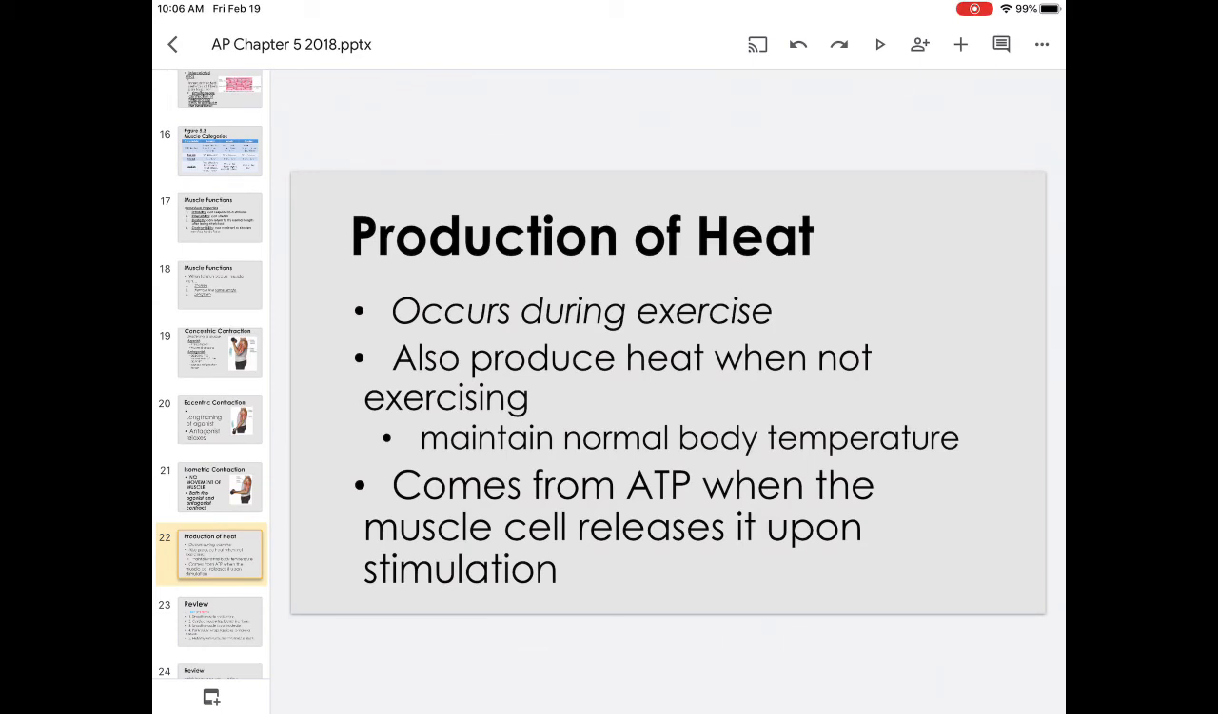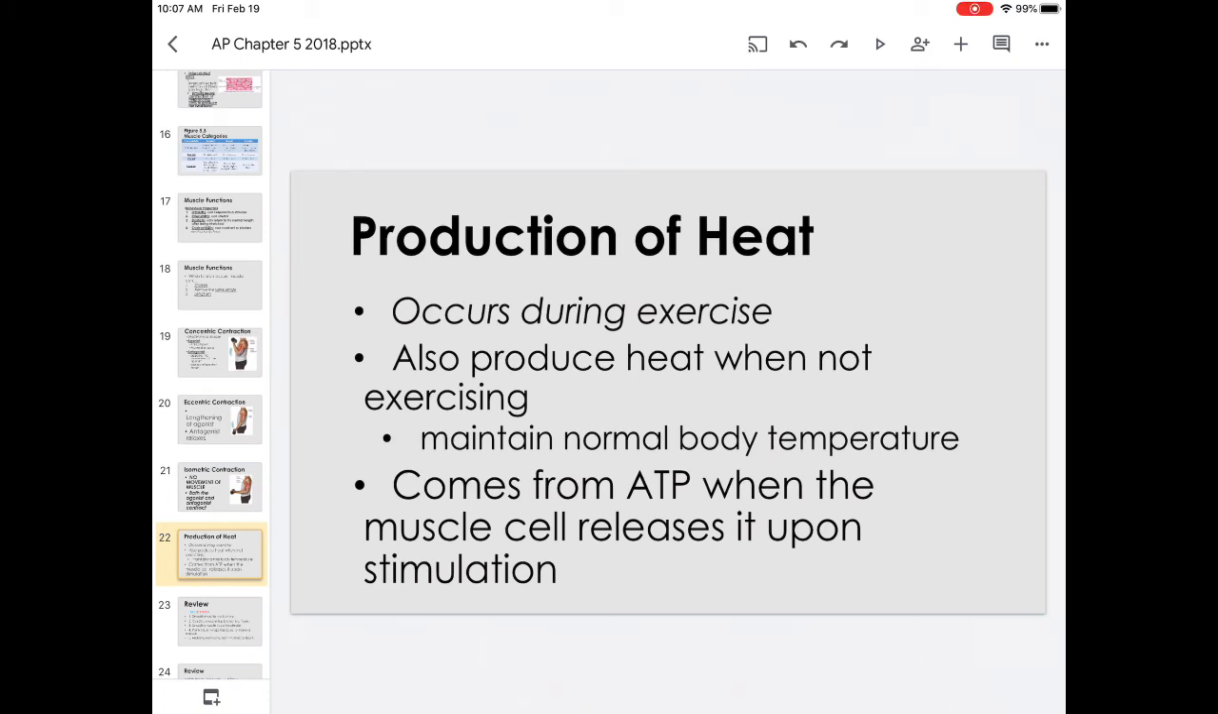Production of heat is also something important. When you exercise, obviously you get really hot. This is a form of production of heat. You also are producing a constant heat supply when you're not exercising. Even when you are just chilling on your couch, being a couch potato, you are also producing heat because that's just a way for your body to keep homeostasis in order for your body temperature to be normal. And this is happening because of something called ATP, adenosine triphosphate, which is an energy molecule your body makes.